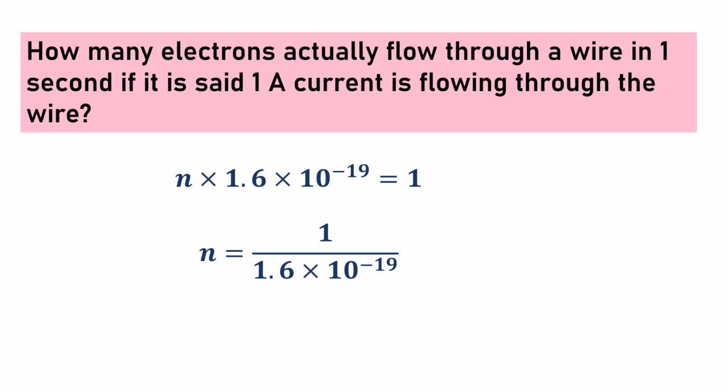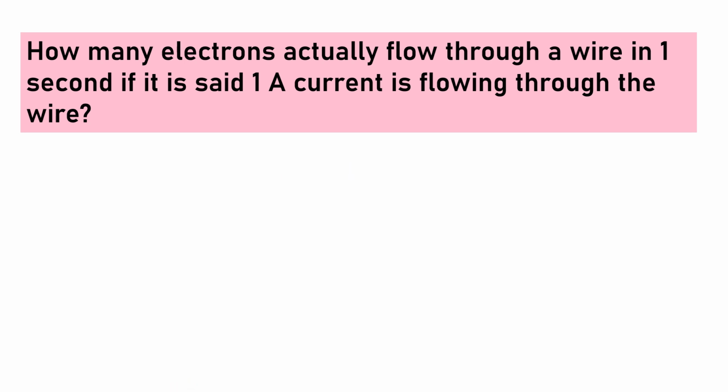Now how to do this calculation? Does it seem complex? Let's make it easier. We will not do the division first. The first thing we can do is, there is a negative index in our denominator. So we can put it in the numerator by changing the sign of the power. So 10 to the power minus 19 becomes 10 to the power 19 as it goes to our numerator. And 1.6 is kept in the denominator as it is.